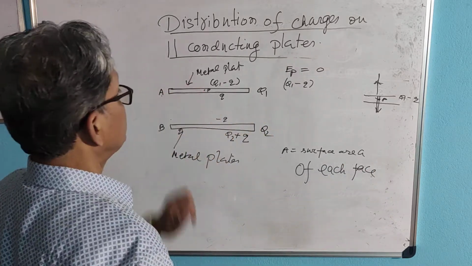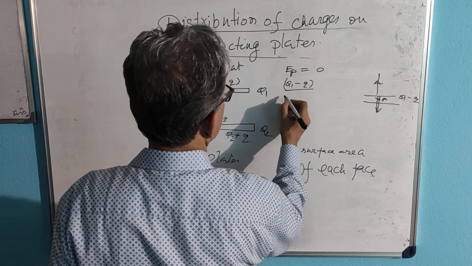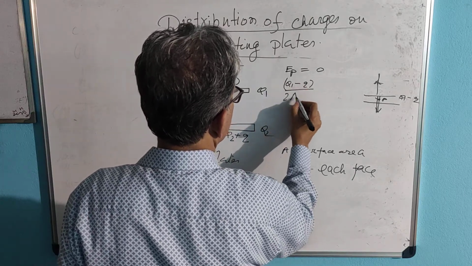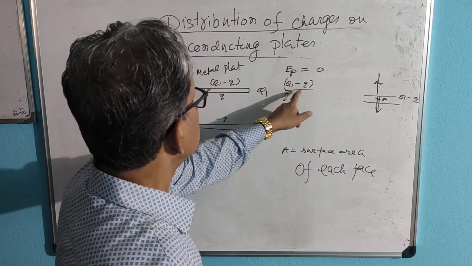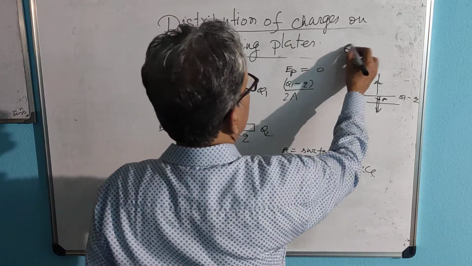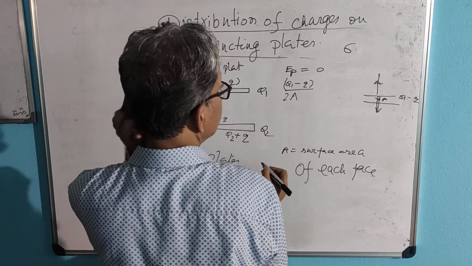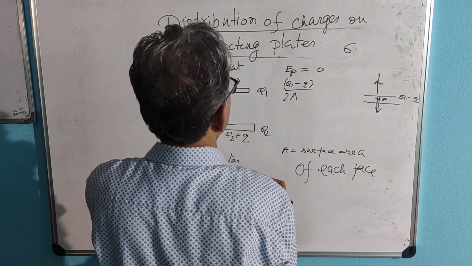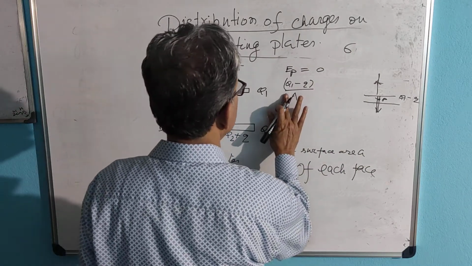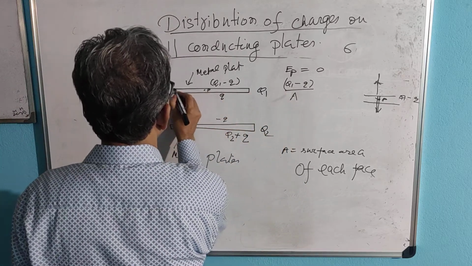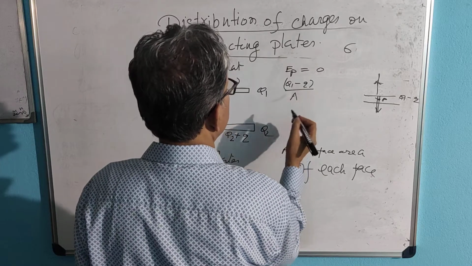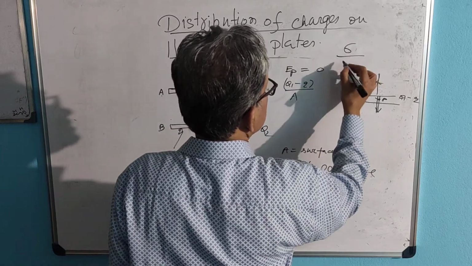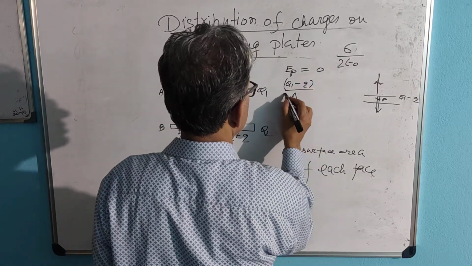Then it has two faces. There is surface density sigma, (Q1 minus Q) divided by 2A, total charge by total area, that will give me sigma by 2 epsilon. Q1 minus Q is only on the upper surface. That means it will be (Q1 minus Q) by A. What is my field? Sigma by 2 epsilon.